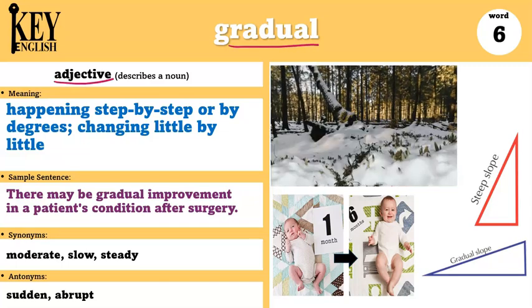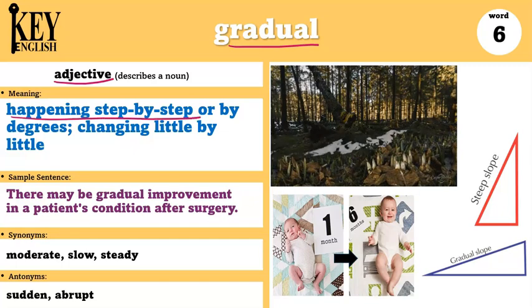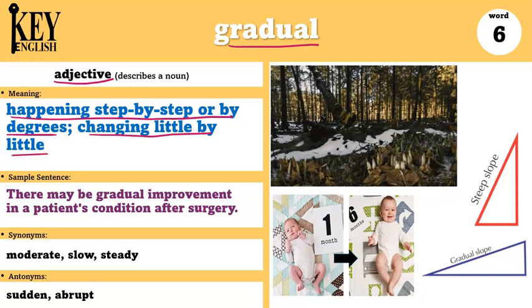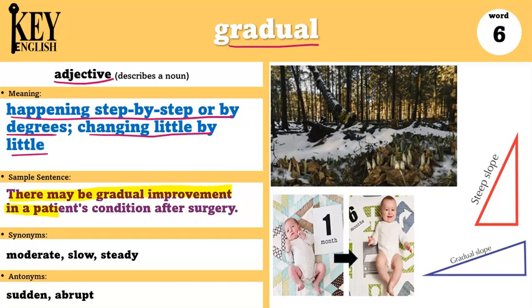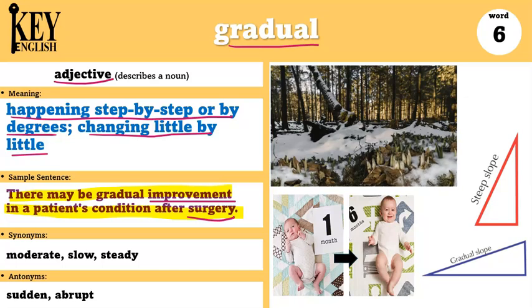Gradual is an adjective and it means happening step by step or by degrees, changing little by little. So something that is gradual doesn't just happen right away. It happens very slowly. The example says, there may be gradual improvement in a patient's condition after surgery. So after someone has a surgery, the patient will get better, but their improvement will probably be gradual. So it will be slow. It will happen a little bit each day until finally they are better.